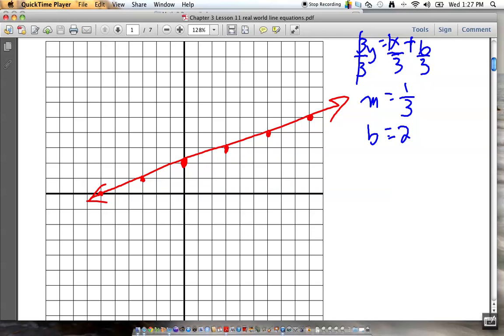And there is my graph. Okay? Any questions? All right.